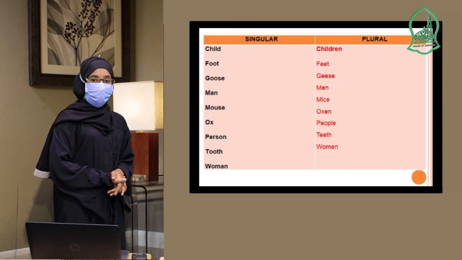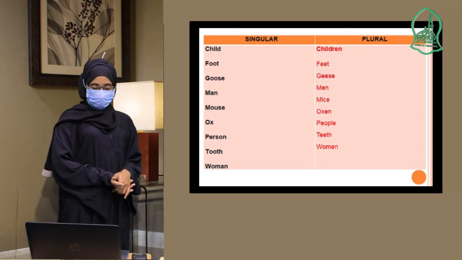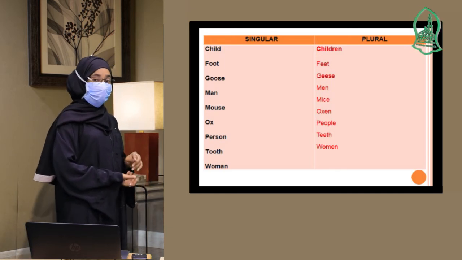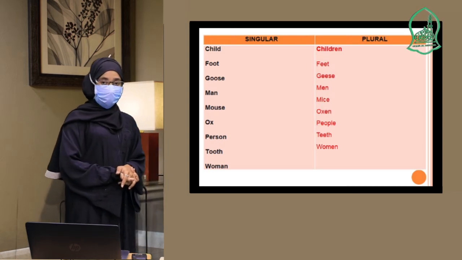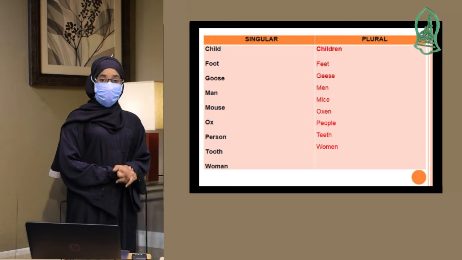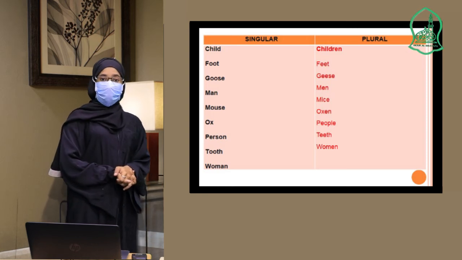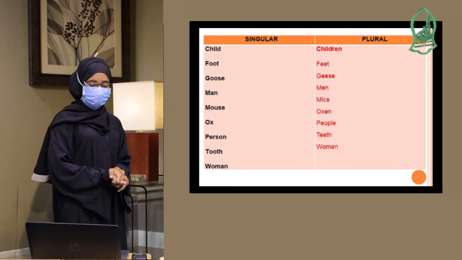We have the word man. It is one. When there are many, we are calling them men. Mouse, one. Mice, many. Ox, one. Oxen, many. Person, one. People, many. Tooth, if it's only one. If there are many, we are calling them teeth. And the last one in example, woman. And when there are many, we are calling them the women.